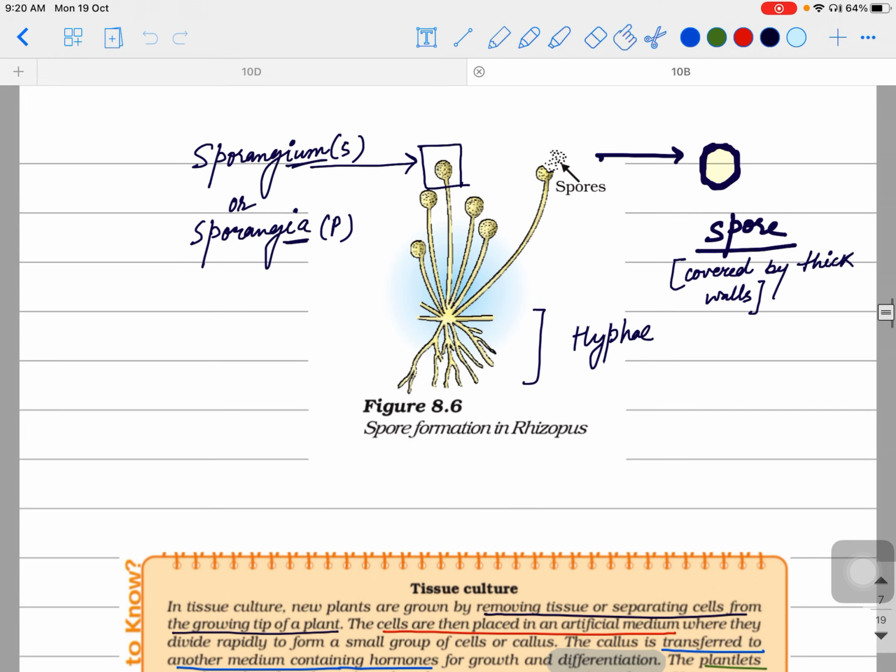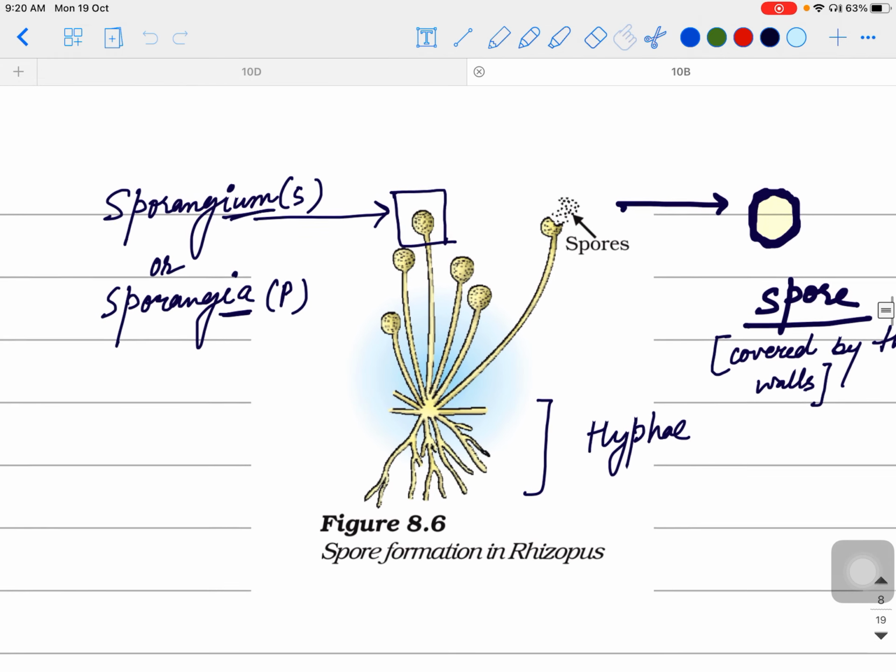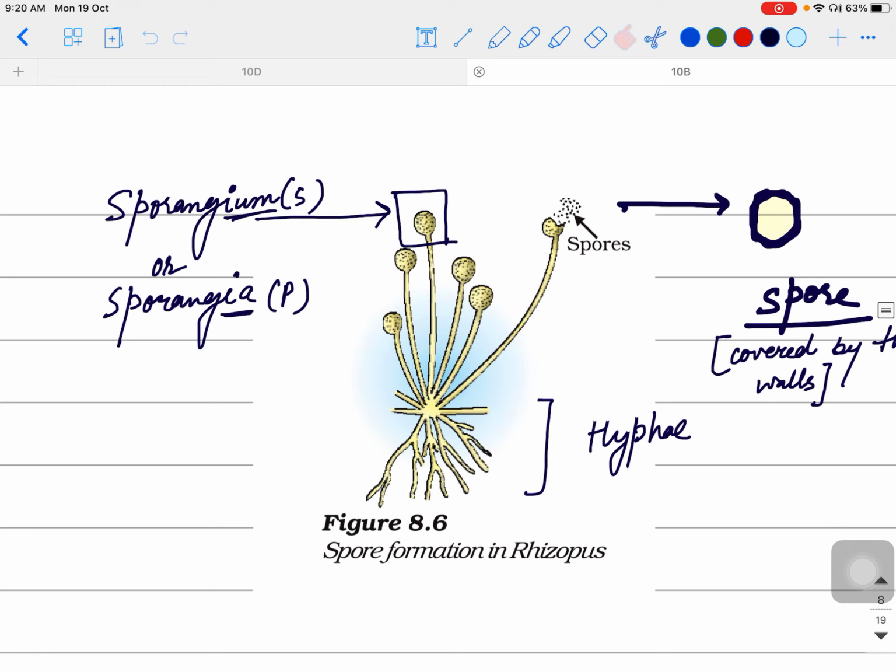Next method is reproduction in fungi. It is by the method of spore formation. Example is Rhizopus. Here you can see this lower part is hyphae, it is the plant body, and on this you can see the spore forming part, stalk and round structure is there. This round structure, if one structure is called sporangium, and if we are talking about more than one, then we call it sporangia. So sporangia for plural and sporangium for singular. Their function is to form spores.